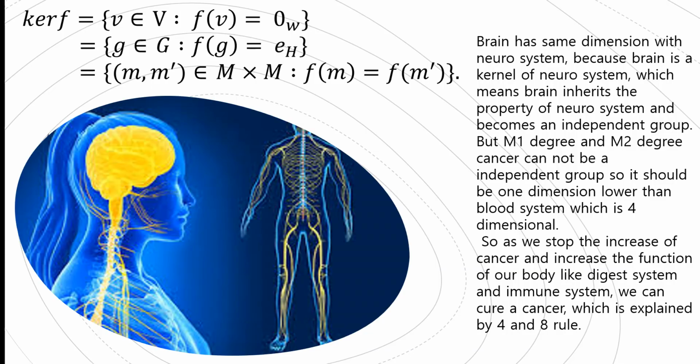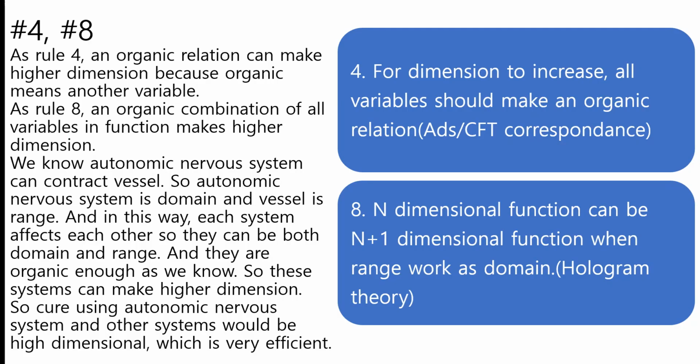The brain is the same dimension as the neural system because the brain is a corner of the neural system, which means the brain inherits the property of the neural system and it becomes an independent group. But M1 degree and 2 degree cancer cannot be independent groups, so it should be 1-dimension lower than the blood system, which is 4-dimensional. So as we stop the increase of cancer and increase the function of our body, like the digestive system and immune system, we can cure cancer, which is explained by number 4 and number 8 rule.